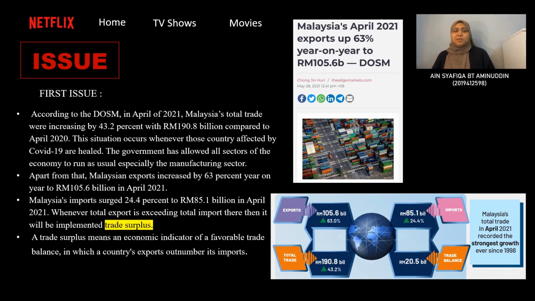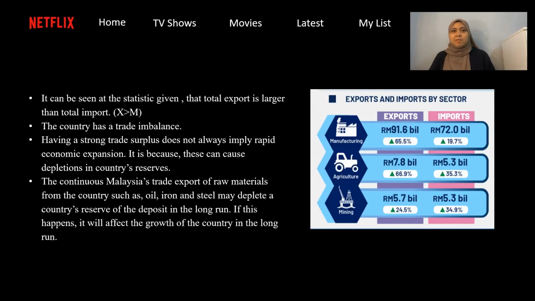Whenever total export exceeds total import, there will be a trade surplus. A trade surplus is an economic indicator of a favorable trade balance in which a country's exports outnumber its imports. On the next slide, it can be seen from the statistics given that the total export is larger than total import.